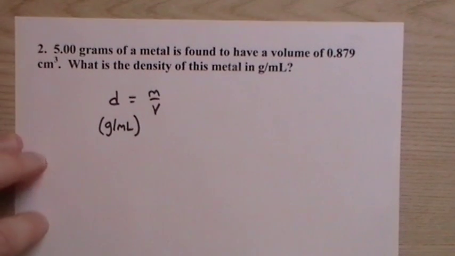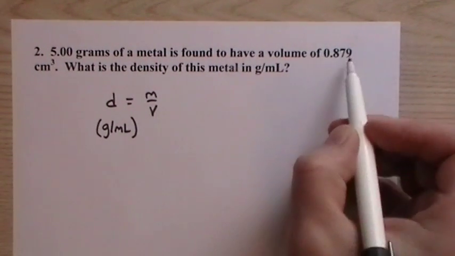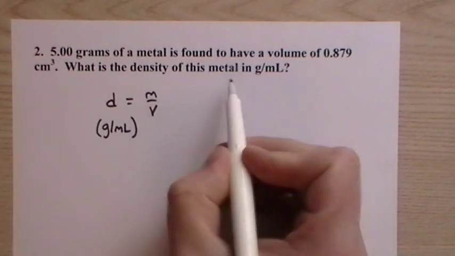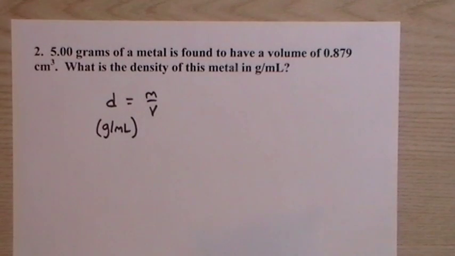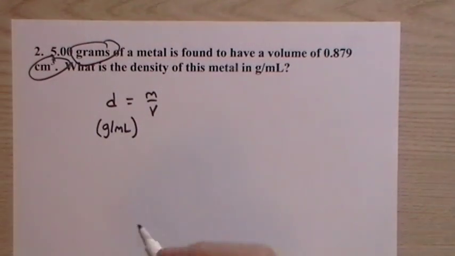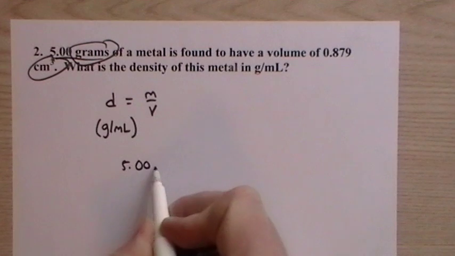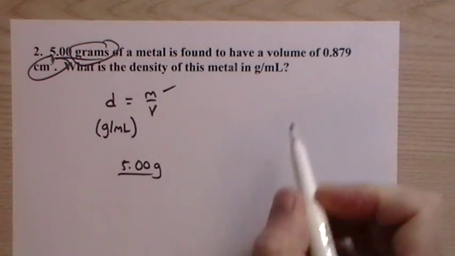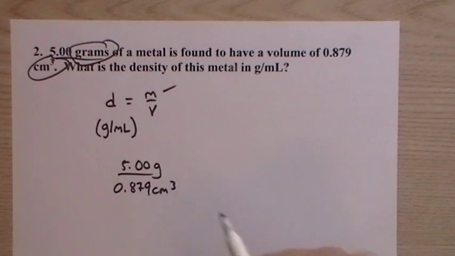So the first question here: 5 grams of metal is found to have a volume of 0.879 centimeters cubed. What is the density of this metal in grams per mil? Probably the best thing to do is just find the density with the units that they've given us and then convert. This one will be easy, but we have the mass, so 5.00 grams goes on top. The volume is 0.879 centimeters cubed.